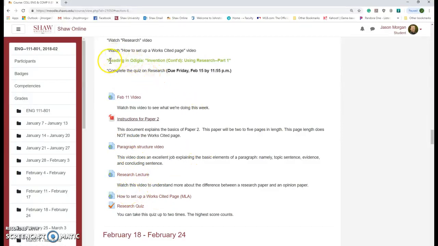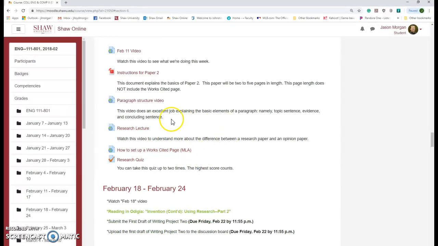In addition, there is the reading, Using Research Part 1. That's going to be a huge part of understanding the research thing. So right now we're just trying to figure out how we're going to be researching, and maybe start getting an idea of what topic we want to pick. Again, these are great sources to help you do it.